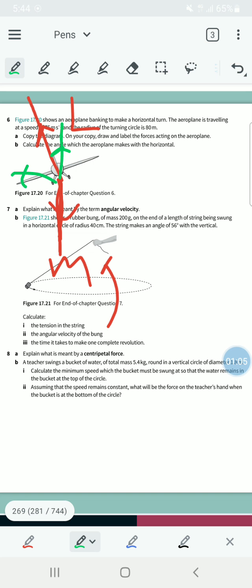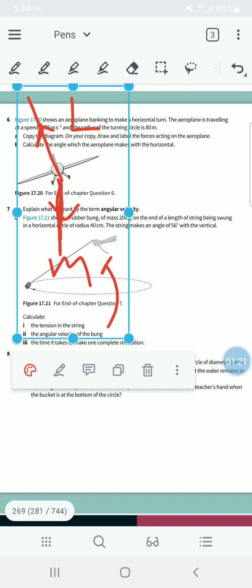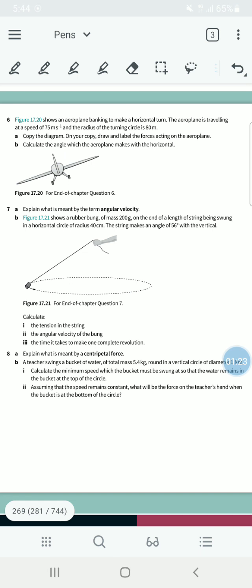So you don't have to draw the green colored ones, but the red colored ones you need to draw. Right, now going to question number 7. Question number 7 is, explain what is meant by the term angular velocity.